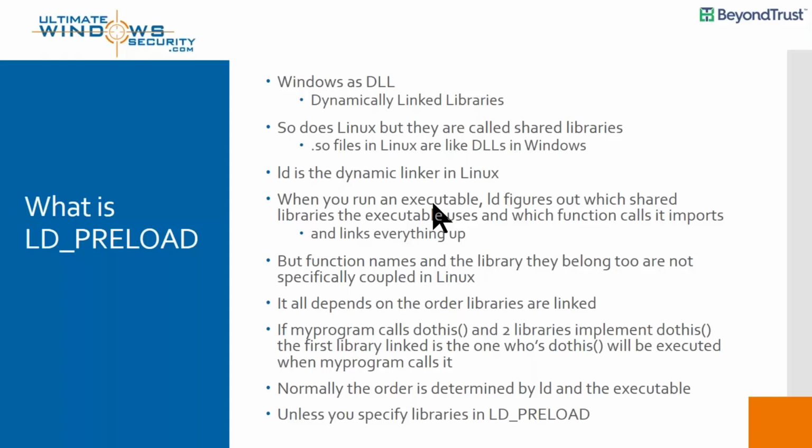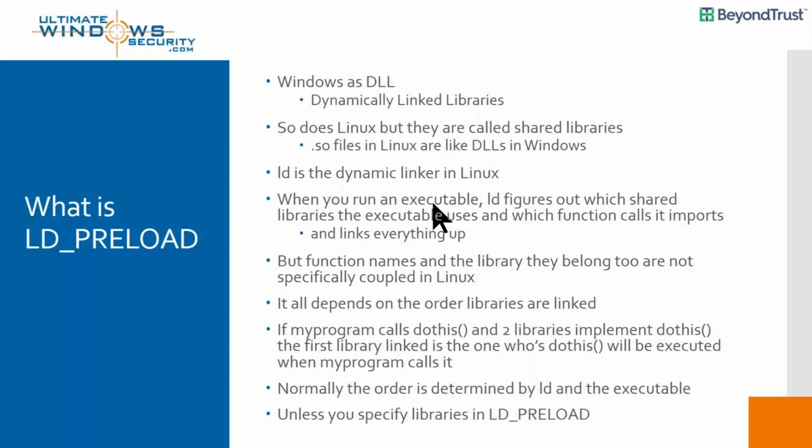So when you run an executable in Linux, LD figures out what shared libraries the executable uses and what function calls it imports, and it links everything up. But the interesting thing is that the function names that your executable calls are not tied to the library they belong to. They're not coupled together in Linux.